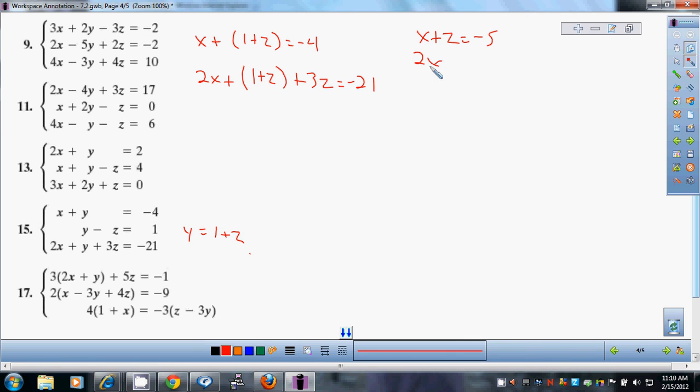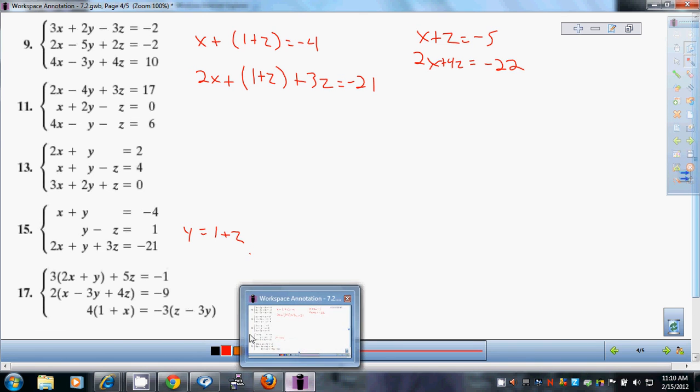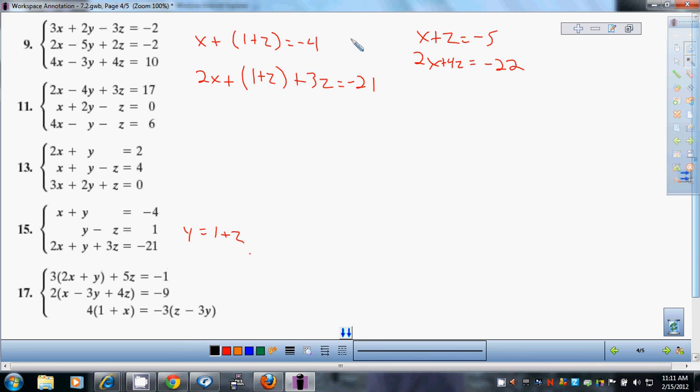2x, 1z, and 3z is 4z. Subtract the 1, you get negative 22. And now that you're here, it's just like yesterday. Just a 2 by 2. And I'm thinking maybe multiply the top one by negative 2 or something. That'll give me negative 2x minus 2z equals 10. 2z equals negative 12, which would make z negative 6.